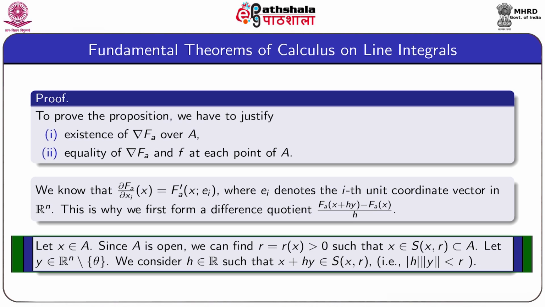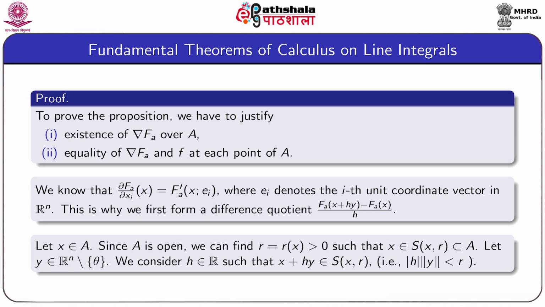Now let x be an arbitrary point in A. Since A is open, the point x must be an interior point. So we can find a positive r dependent on x such that x lies in the open sphere S(x, r) which is in the set A. Let y be any non-zero vector in R^n. We consider a real number h such that x plus hy lies in S(x, r). That is, modulus h times norm y must be less than r.